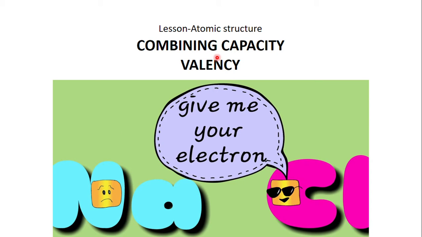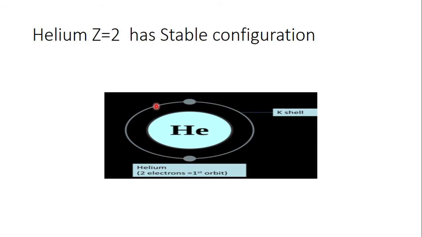So in this presentation, we will learn about the next term called valency in the lesson atomic structure. Valency is defined as the combining capacity of an atom. We will discuss the term valency with a few slides. Now let us consider the helium atom.